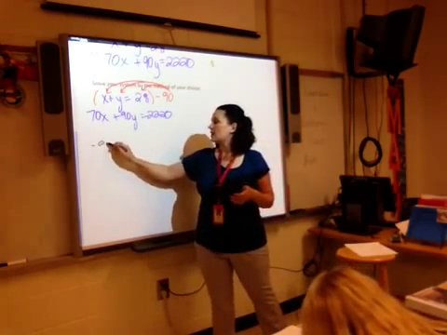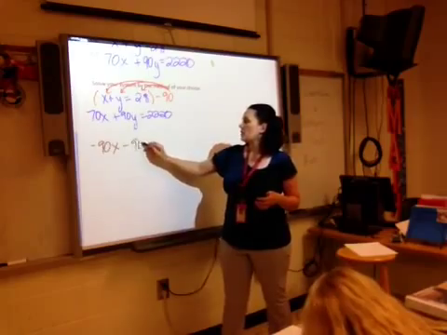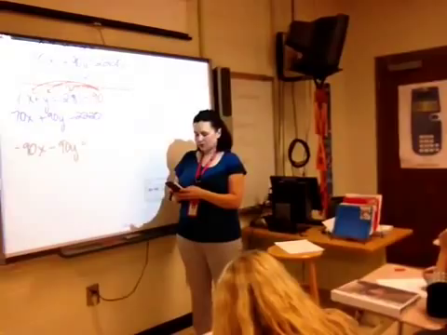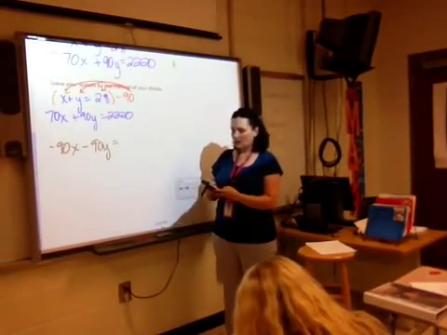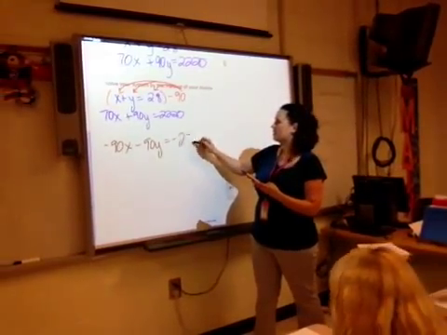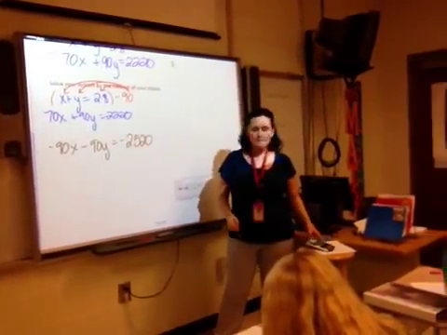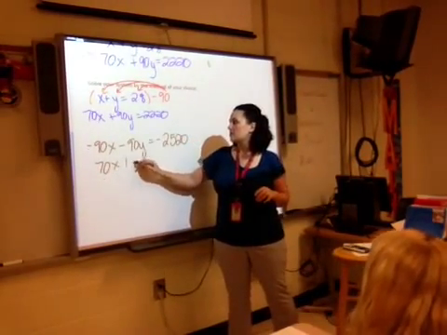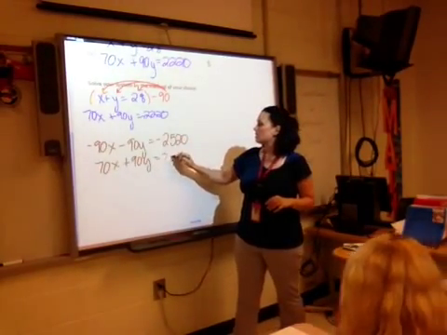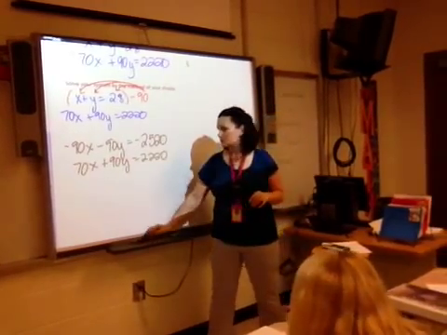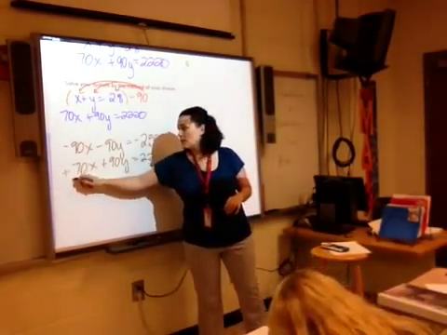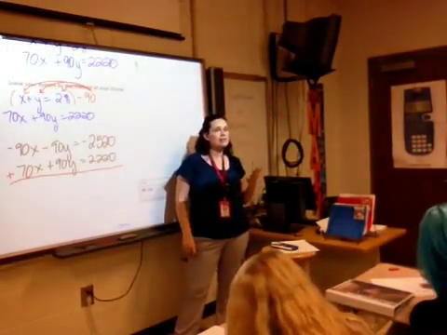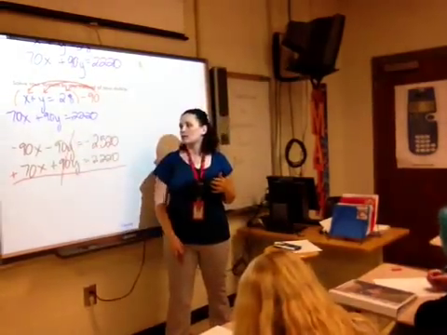You get negative 90x, negative 90y equals, and this is why we have a calculator, a lot of these numbers are going to get big, and that's okay, because you can use a calculator for it. Negative 2,520. Okay? The bottom equation didn't change. 70x plus 90y equals 2,220. And when you set them up, they should be set to eliminate. Are my y's the same number in the opposite sign? Yes. They're gone.